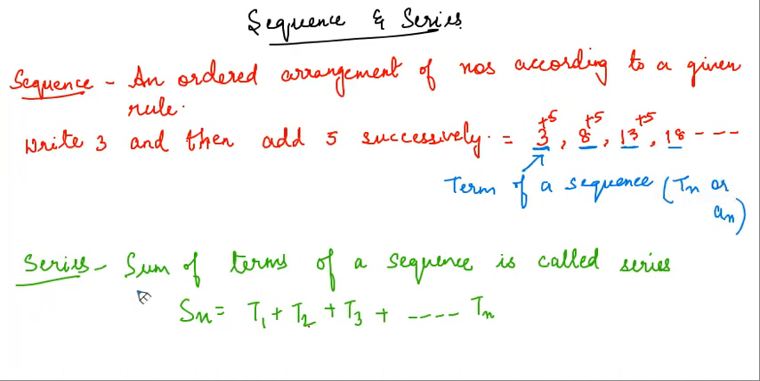Now coming to series, a series is the sum of the terms of the sequence. So when we add all the terms of the given sequence, a series is formed. So basically a series is T1 plus T2 plus T3 and so on. All these are terms. And S_n denotes the sum of n terms, the sum of all the terms.